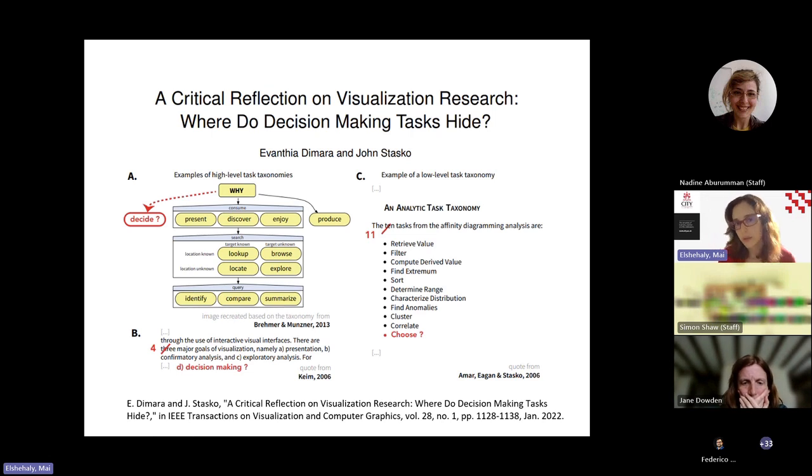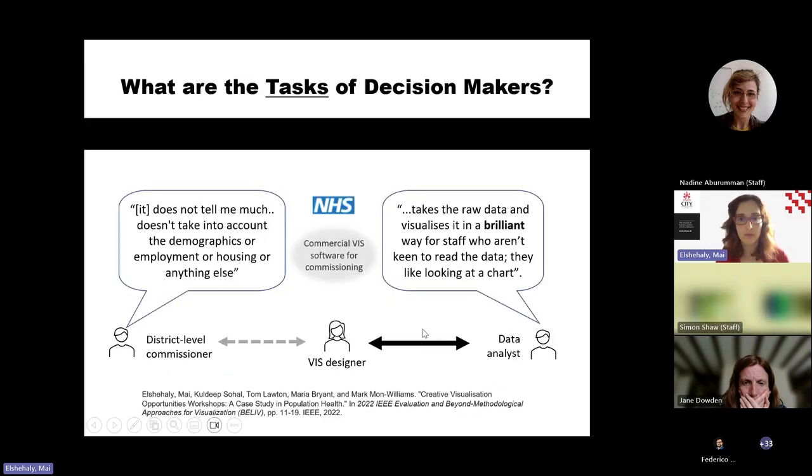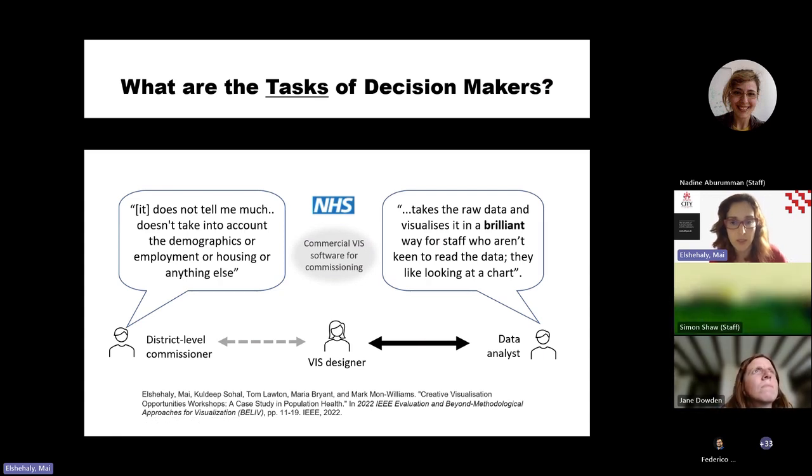Now, this is all theoretical, right? The question is then, how much of an impact does this gap have on practice? We've come very close to capturing that gap in one of the studies we ran back in 2020, 2021, so early days in the pandemic, when one of the districts that we were working with were commissioning a new commercial visualization software, particularly as part of their response to the pandemic and trying to address population health issues using visualization.